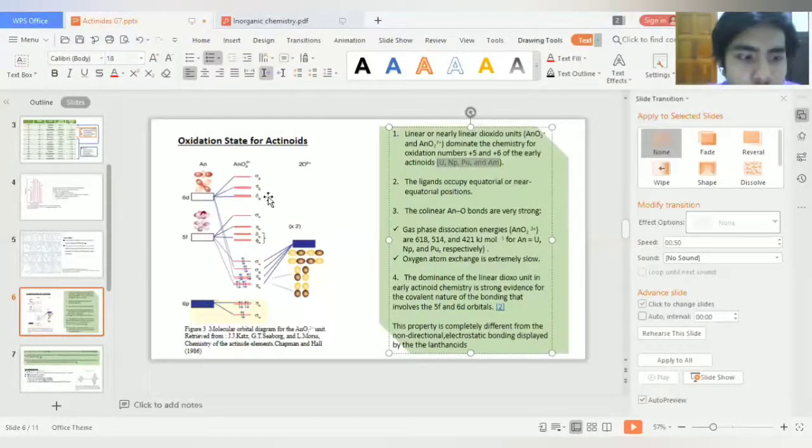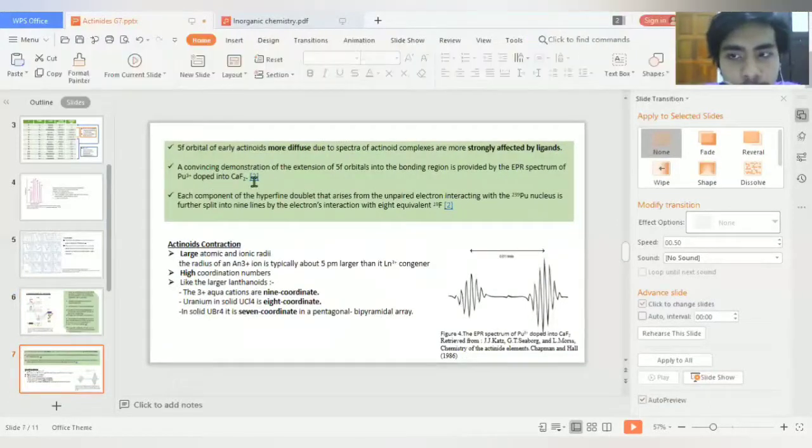For actinide-oxygen pi bonds, they are formed by combining the O 2p pi orbital with 6d pi and 5f orbitals of pi symmetry on the actinoid. Compared to the 4f of the lanthanide, the 5f orbitals of the actinoid are more diffuse, so the spectra of actinoid complexes are more strongly affected by ligands.